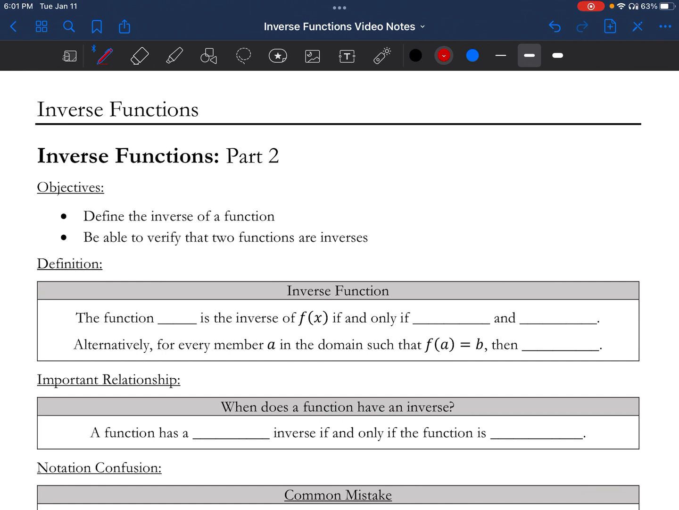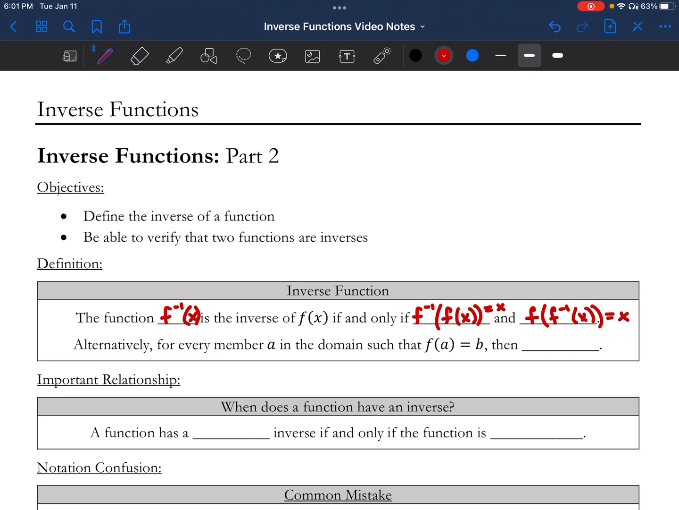The inverse, which is written f with a little -1 in the corner of x, is the inverse of f of x if and only if two things happen. First and foremost, if I take f inverse of f of x, as in I take the original function and plug it into its inverse, we should actually get x. The same thing should happen if I do it the other way around. So if I take f and plug in the inverse, f of f inverse of x, I should also get x.